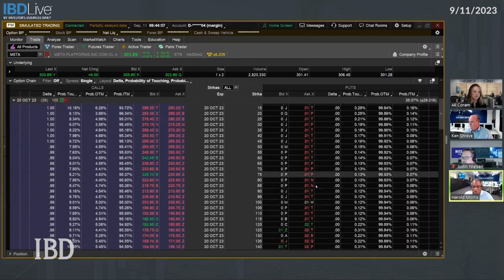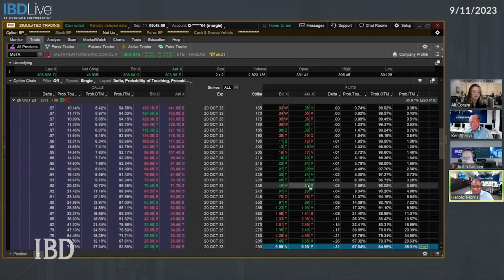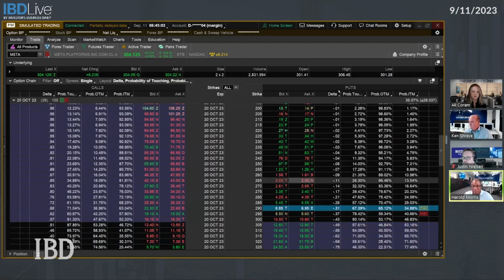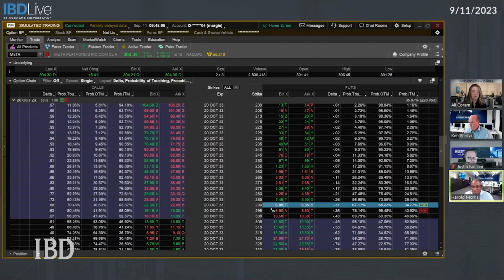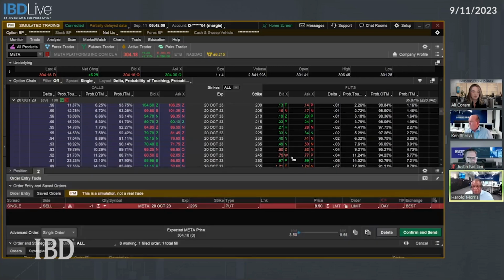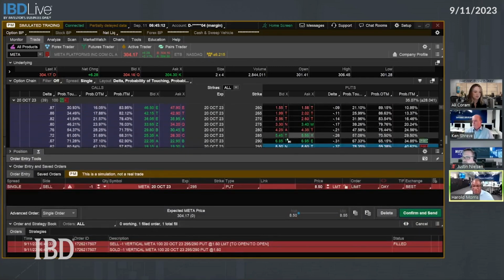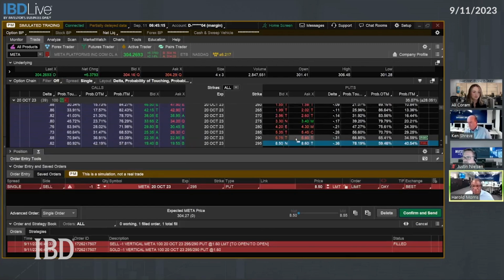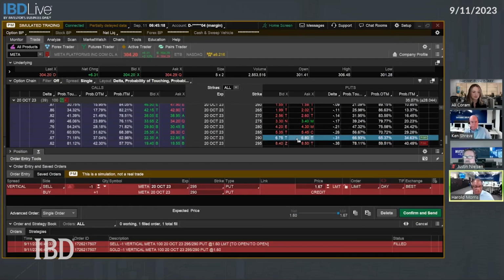And then I'm going to start by selling the 295 put here. So we got puts on this side, calls on this side. I'm going to sell the 295, and then I'm going to buy the 290 for protection there. So that's going to give me a credit of, you can see, $1.67. I got filled at $1.60, so I'm going to lower that number there. So $1.60. So that's a pretty decent credit here. So we're $5 wide here. Now let's take a look at the numbers. I'm going to click on confirm and send.